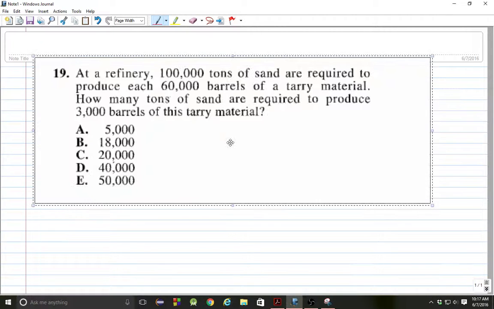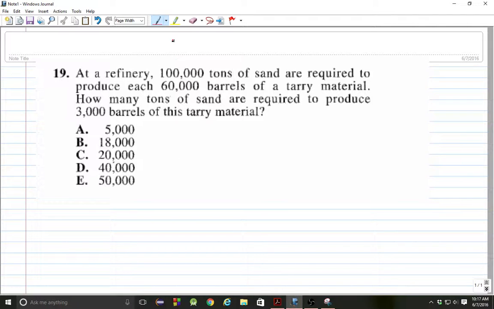At a refinery, 100,000 tons of sand are required to produce each 60,000 barrels of this material. How many tons of sand are required to produce 3,000 barrels of this material? Okay, I like to think of this as a proportion. So we have 100,000 tons of sand.